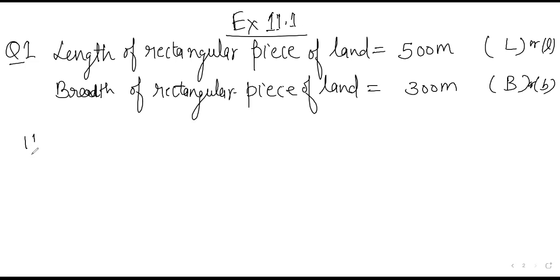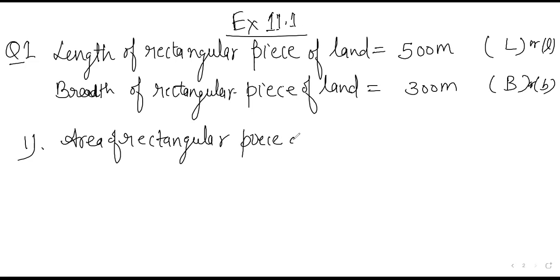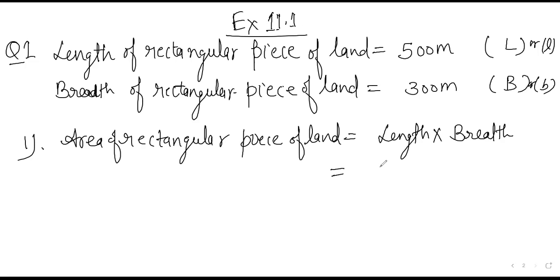So in first part we have to find area of this land. So area of a rectangular piece of land is equals to length into breadth. Okay, so length is simply 500 and breadth is 300. It will give you 1,50,000 meter square. Okay, this is the area of rectangular piece of land.